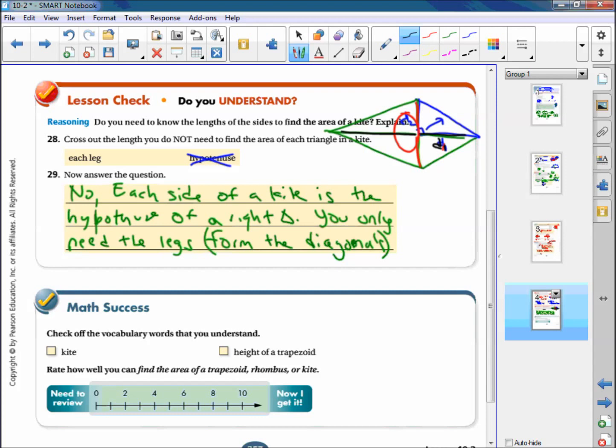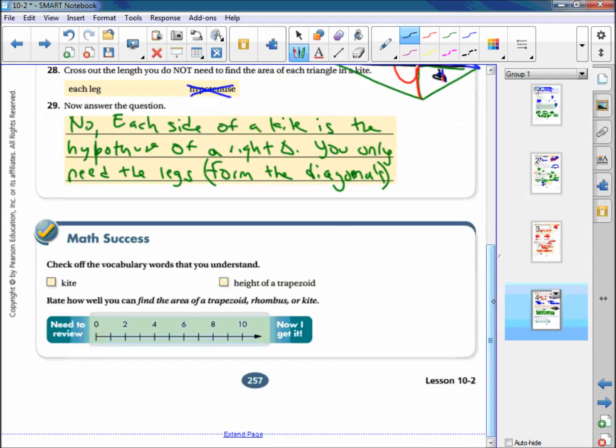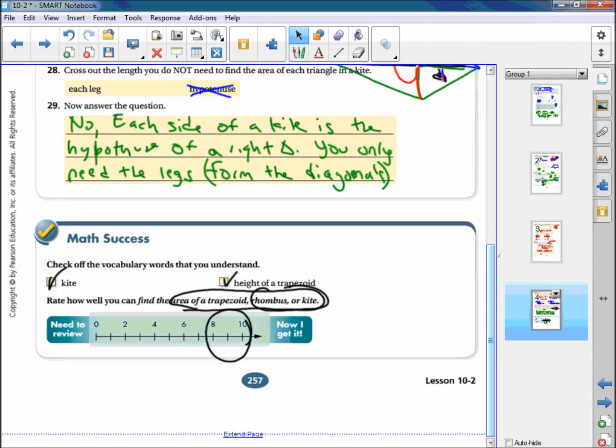All right, so check off the vocabulary words that you understand here. Hopefully you know what a kite is. And hopefully you know what the height of the trapezoid is, which is the distance between the two parallel sides. And then can you find the area of trapezoids, rhombuses, and kites? Probably you didn't know these two before now, but you should know them pretty well by now. Okay, they're both the same. 1/2 diagonal 1 times diagonal 2.